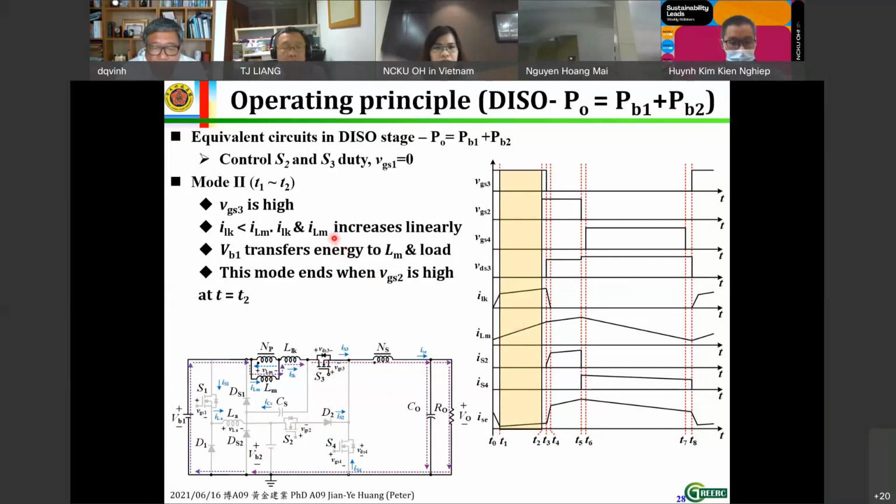In the second mode, VGS3 is still high, ILK smaller than ILM, and ILM increase linearly. The energy from VB1 continue to transfer to LM and load. This mode ends when the VGS2 become high at T equal to T2.